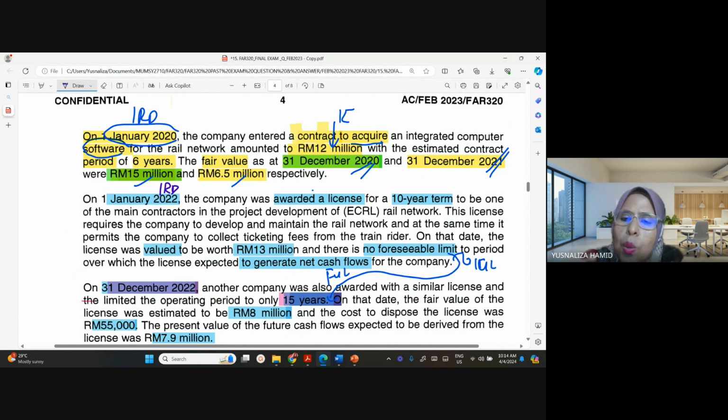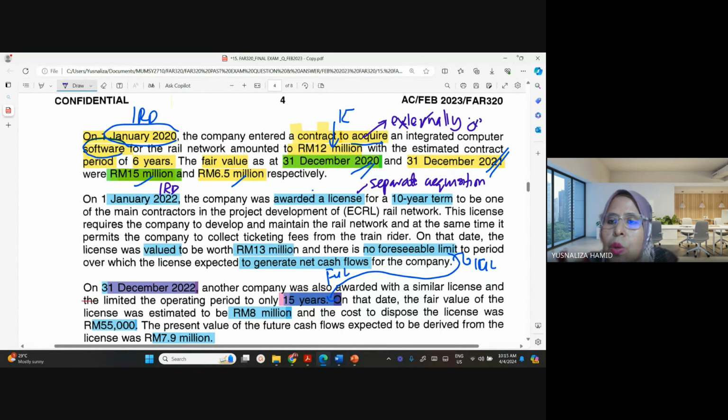If you are awarded a license by another third party, that is also considered a separate acquisition. Meaning that it is an intangible asset that arises through separate acquisition or externally generated intangible assets. Both are the same, externally generated, meaning that it arises through acquisition, and here it arises through a license, which is contract based. But this is what you call externally generated.